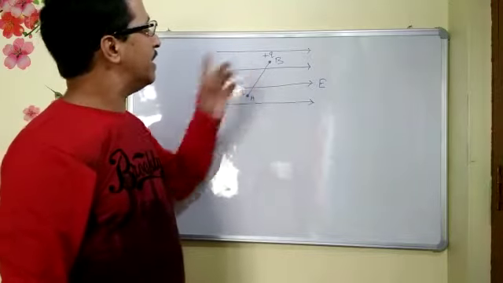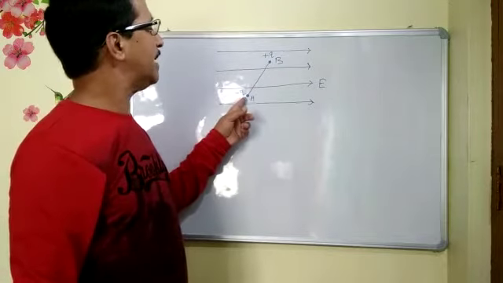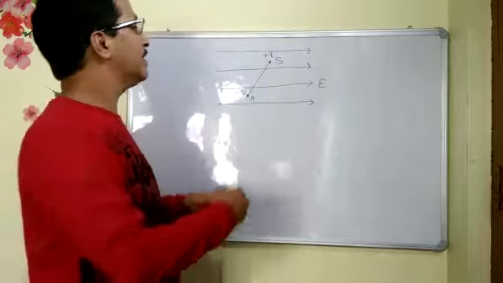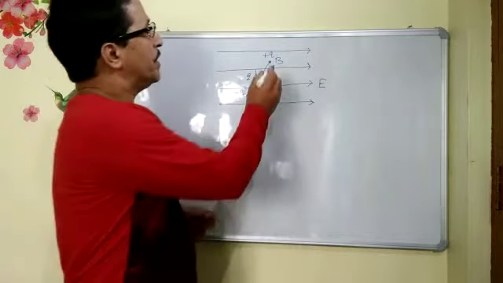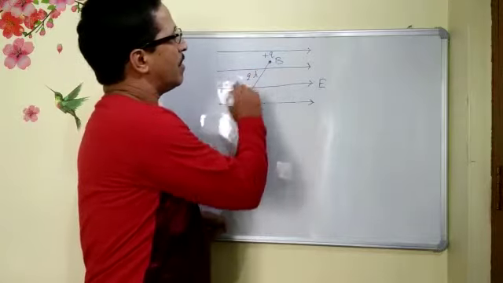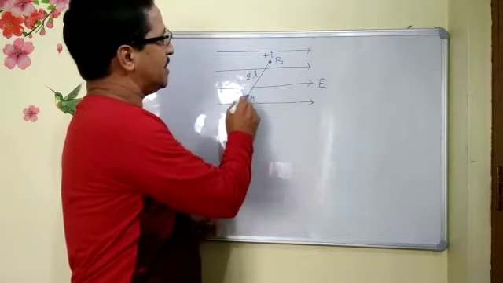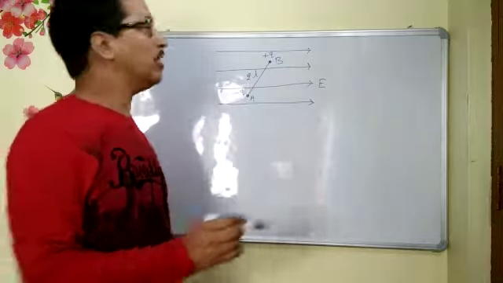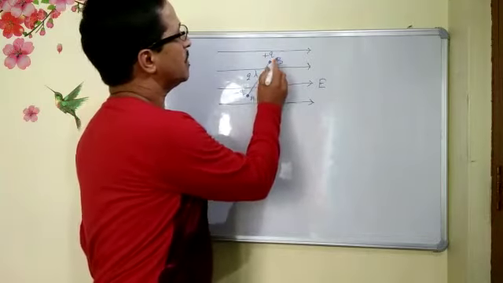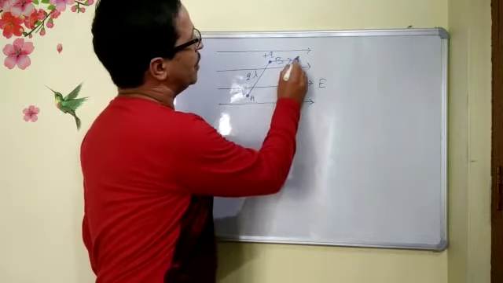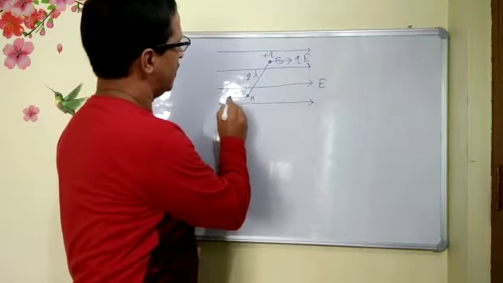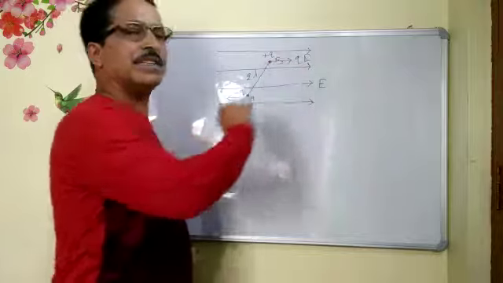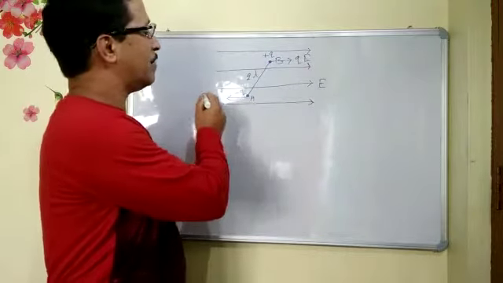And in this field we have placed an electric dipole AB of length 2L. Because of the electric field, each of the charges of the dipole will experience force QE, one in the direction of the field and the other opposite to the field.